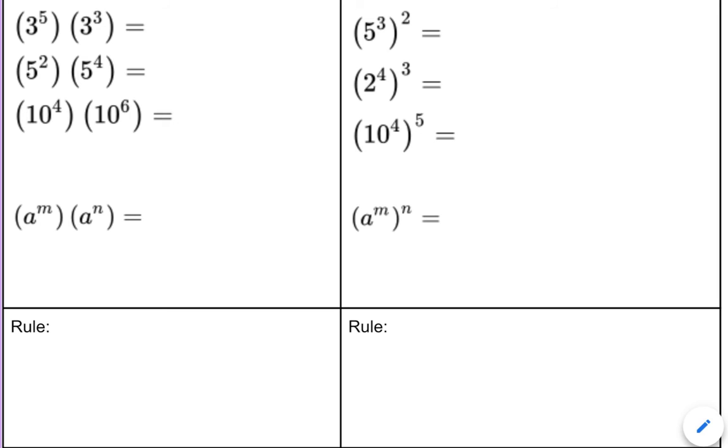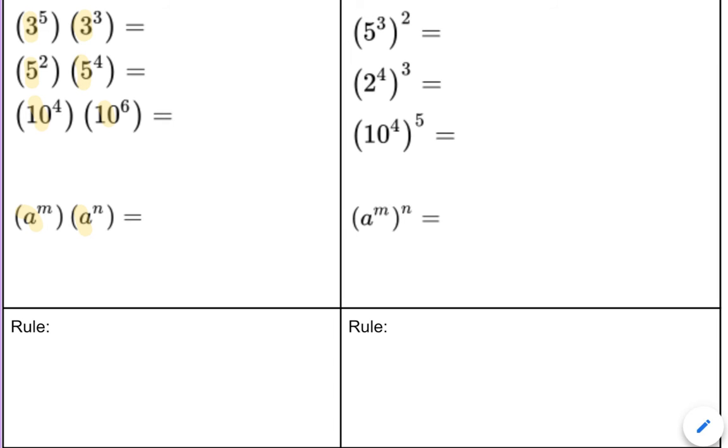I'm going to write these in expanded notation so that you can kind of see where the rule comes from. We have 3 to the 5th times 3 to the 3rd. Now, really, really important to note that in these examples, the bases are the same. 3 and 3, 5 and 5, 10 and 10, A and A. These rules don't hold if those bases are not the same. Okay, so these are rules for when the bases are the same.